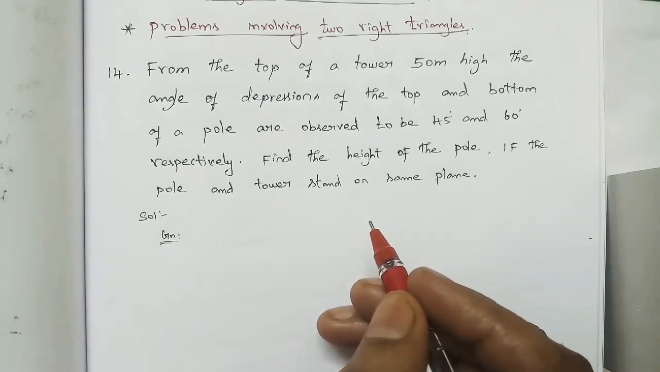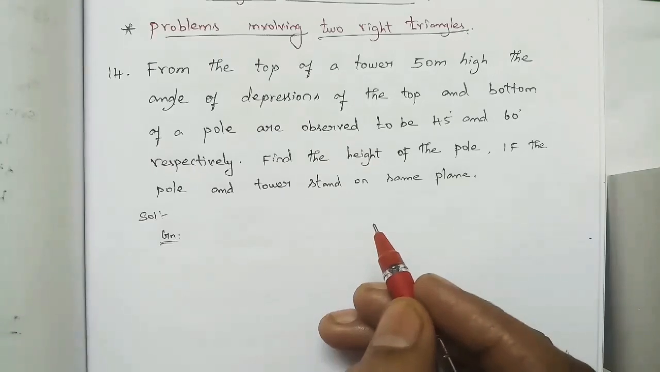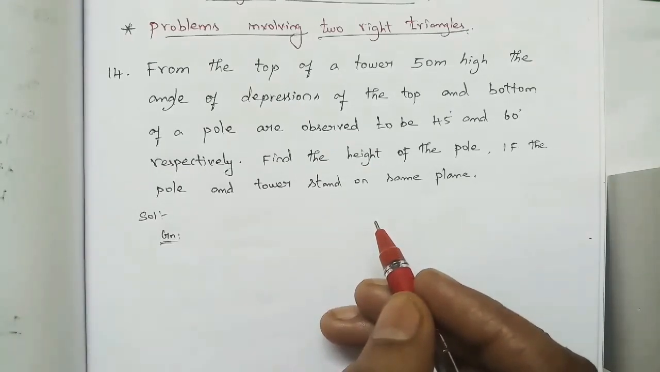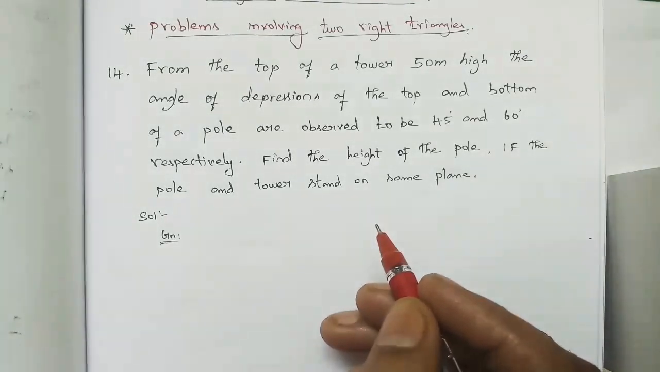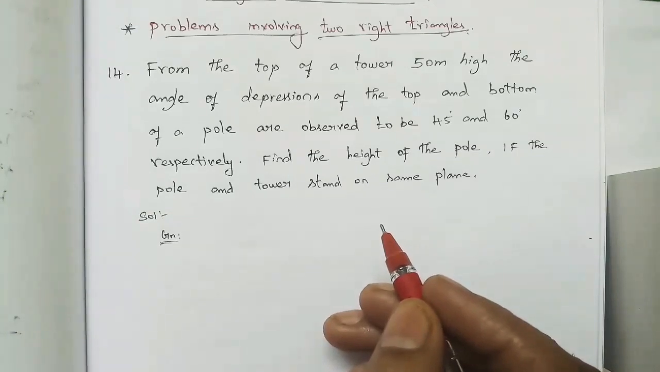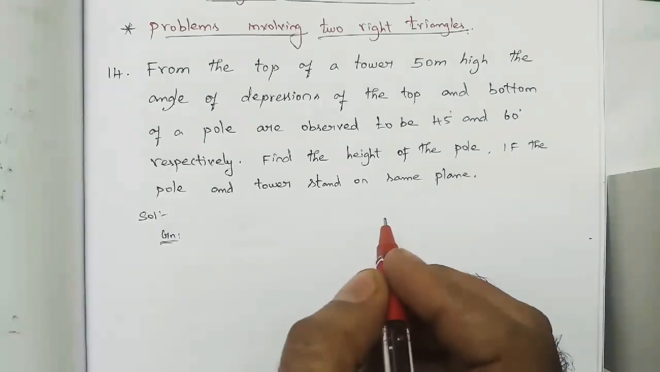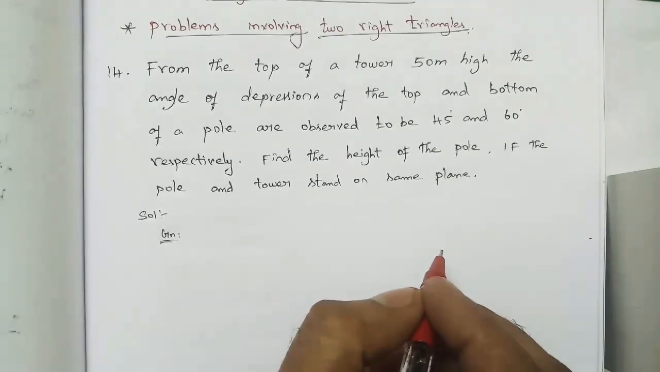We have three methods to find the value of the variables. First is the substitution method, second is elimination, and third is cross multiplication. See why I am recalling those concepts? Because we are going to use the same thing here also.